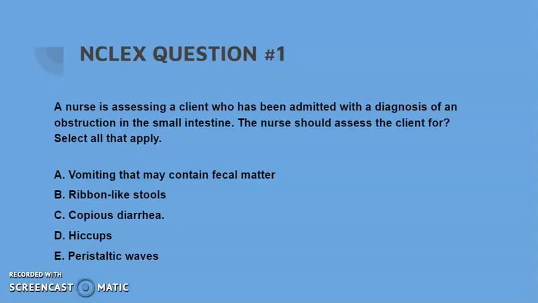First question. A nurse is assessing a client who has been admitted with the diagnosis of an obstruction in the small intestines. The nurse should assess the client for, select all that apply. A, vomiting that may contain fecal matter. B, ribbon-like stools. C, copious diarrhea. D, hiccups. E, peristaltic waves. Answer is A, D, and E.